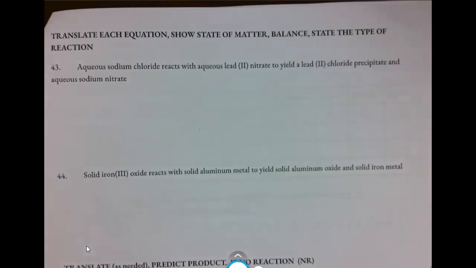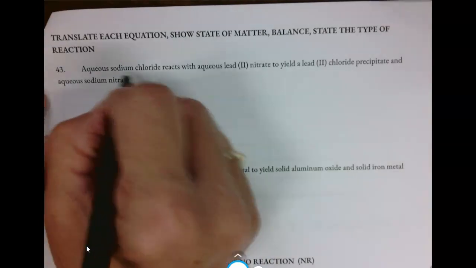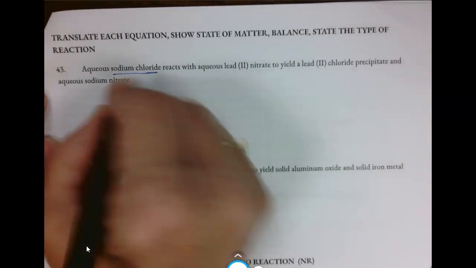Okay, so on this one, we're going to put it all together. We're going to translate, show the states of matter. We're going to balance it and state the type. So we're just going to go through and do this. First off, it says that we have sodium chloride.